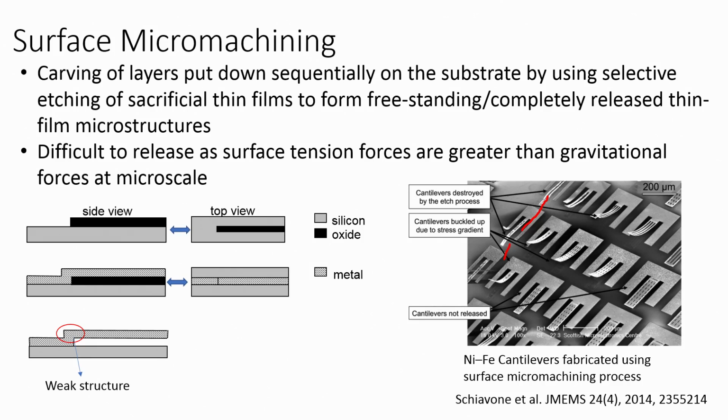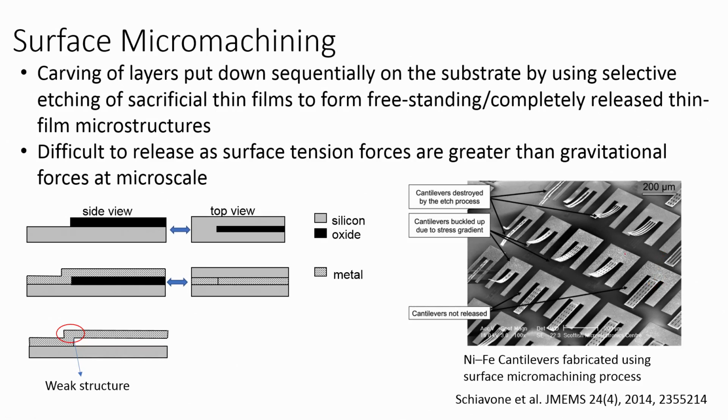Next, it is difficult to release as surface tension forces are greater than gravitational forces at micro scale. So, at micro scale you should understand that the gravitational forces are less compared to surface tension forces, and that is why it is difficult to release cantilevers. Now, you can see here a nickel iron cantilever fabricated using a surface micromachining process, and you can see multiple cantilevers the author has tried to fabricate. Some are really beautiful, a perfect example of how a cantilever can be released. Some have curvature, some are not released.